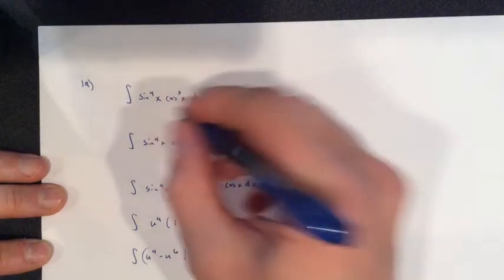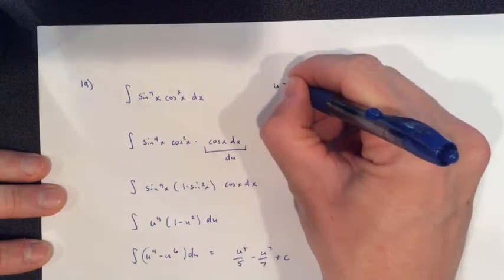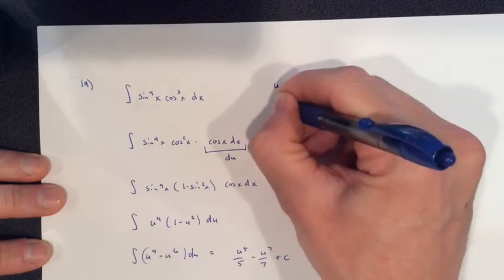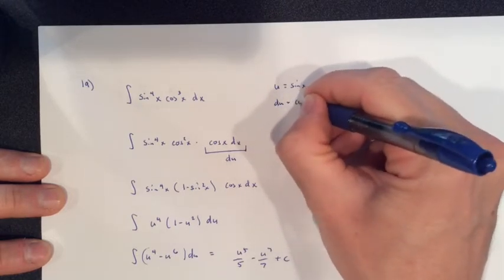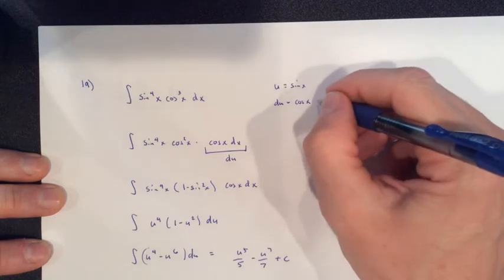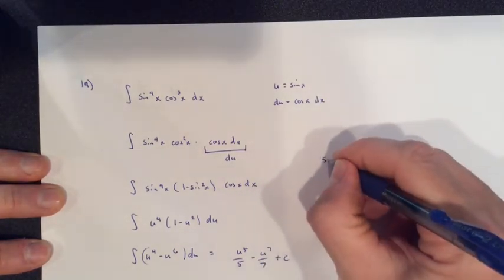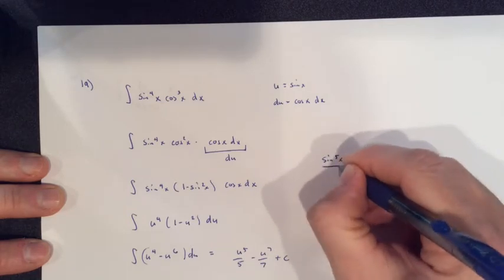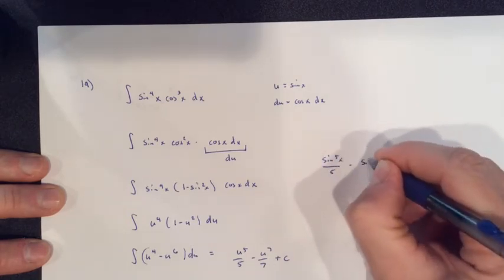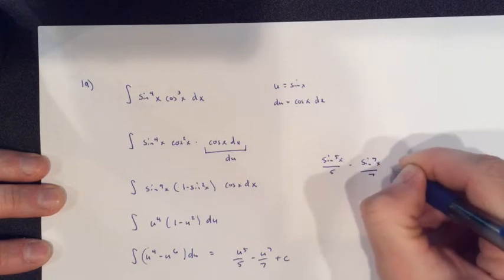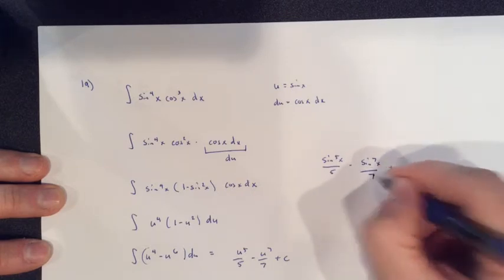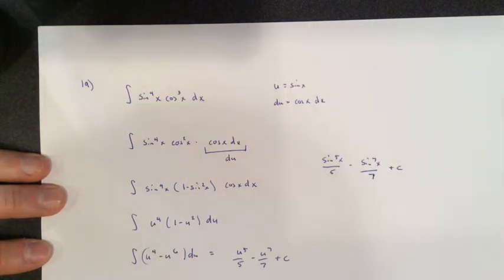Then u was sine x. Remember, the whole point was that we made u sine x, and we ripped off a cosine, because if u is sine x, then du is cosine x dx, and so then our answer should be sine to the 5th over 5 minus sine to the 7th over 7 plus c. Okay?